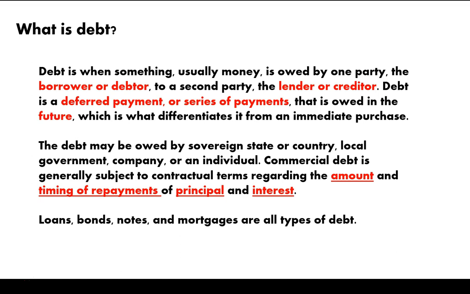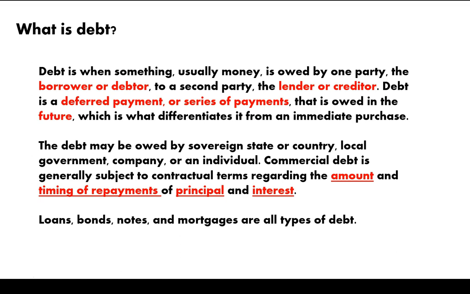So again, debt, it gives a longer definition. I got this from a legal document. Debt is when something, usually money, is owed to one party, the borrower or debtor, one and the same, to a second party, the lender, or sometimes called the creditor. Debt is deferred payment or series of payments. Again, you're talking about the future, that is owed in the future, which is what differentiates it from immediate purchase.